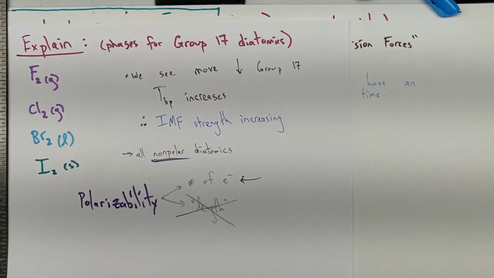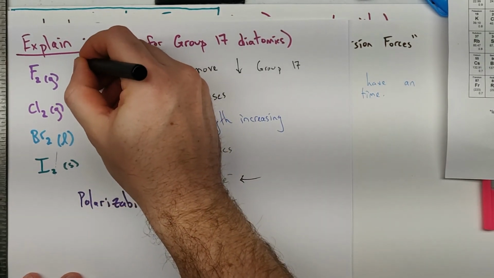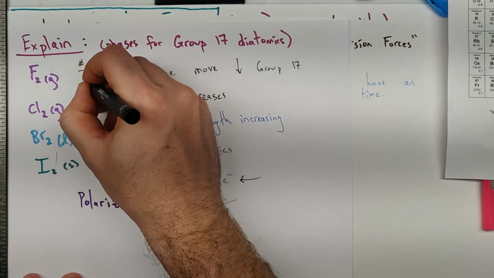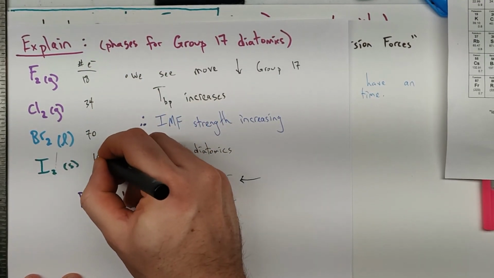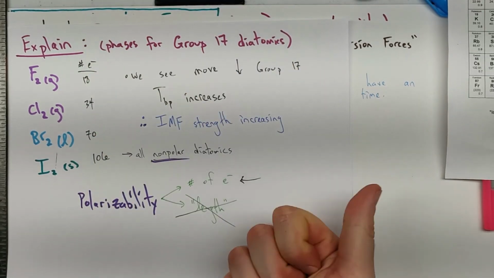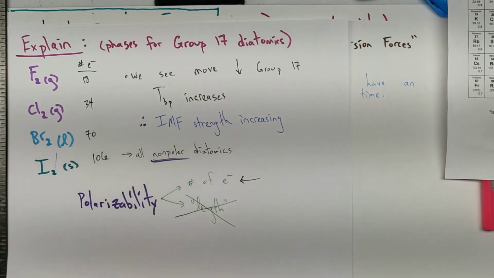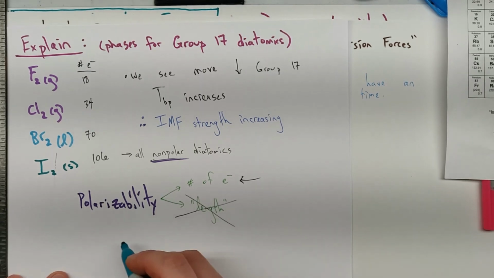And if you go down this group here, you'll see that our number of electrons increases drastically. We have 18, 34, 70, and 106. So what happens here as we go down this group, there are more electrons, but the same length, and they're both nonpolar, so we end up with much stronger London dispersion forces. Harder to separate the particles, and a higher boiling point or melting point, all right?